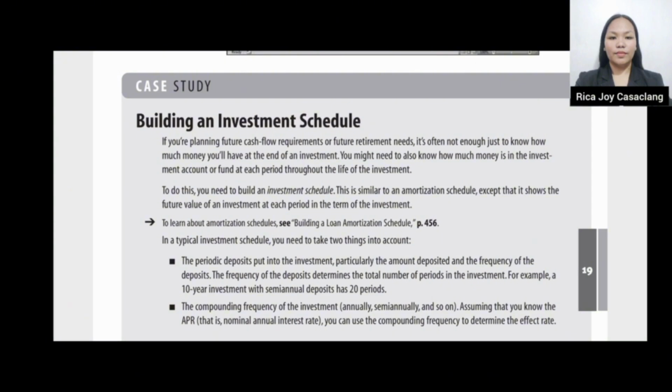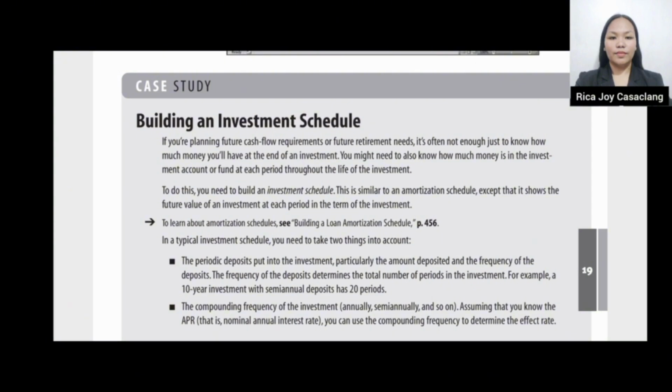This schedule is especially useful for long-term financial planning, such as saving for retirement, where knowing the future value of an investment at different points can help in making informed decisions. To learn about amortization schedule, see Building a Loan Amortization Schedule.